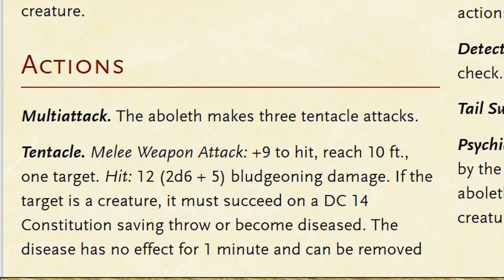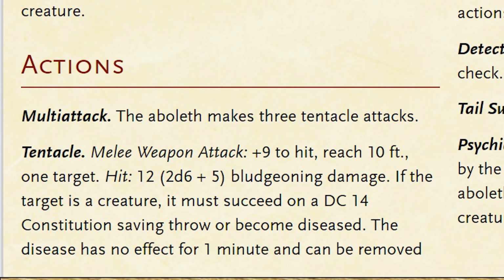The next section on the monster stat blocks are the actions. These are the physical things that the creature can do during its turn in combat situations or just in general. Usually it's based around attacks that it has. In this case, the aboleth has a multi-attack, which is a very common action that monsters can have. They can attack multiple times on their turn. This evens the playing field when it's one versus many.